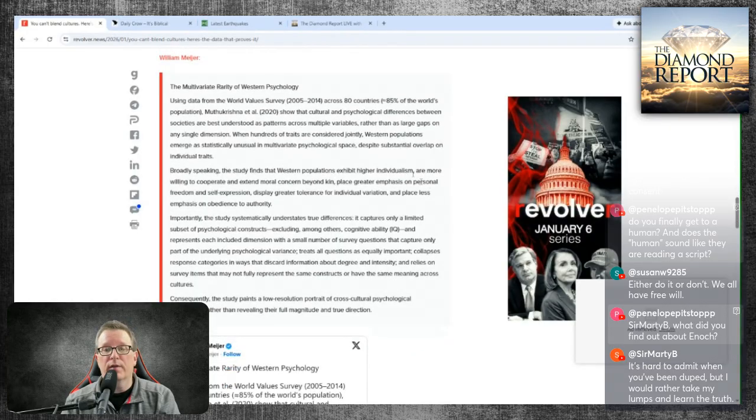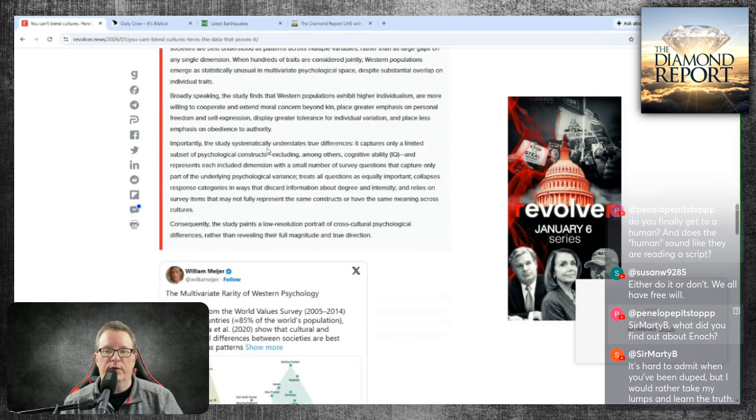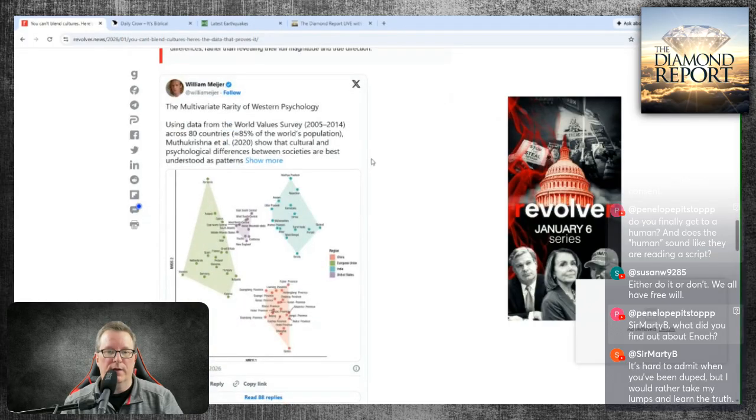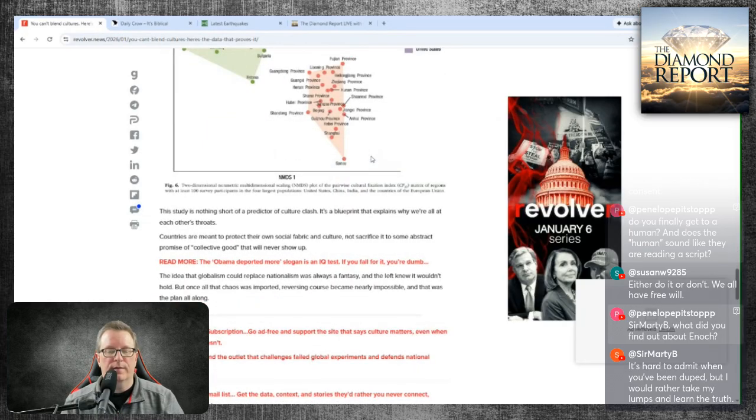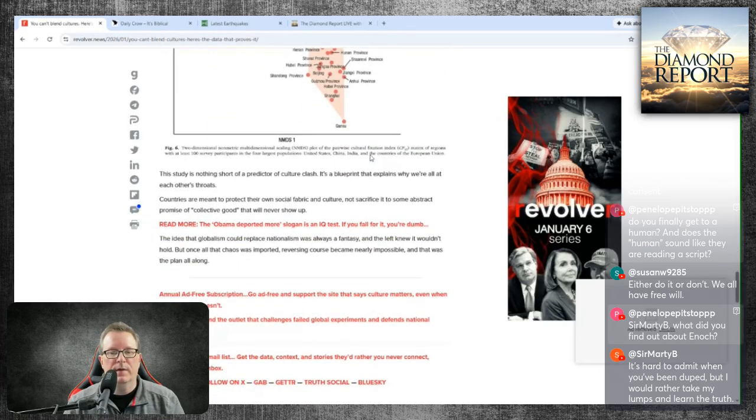Then he gets into something called the multivariate rarity of Western psychology. We'll skip that for now, but it is here if you guys want to read through this. They have all the different clusters here of different people and how they answered the survey. The study is nothing short of a predictor of culture clash. It's a blueprint that explains why we're all at each other's throats.